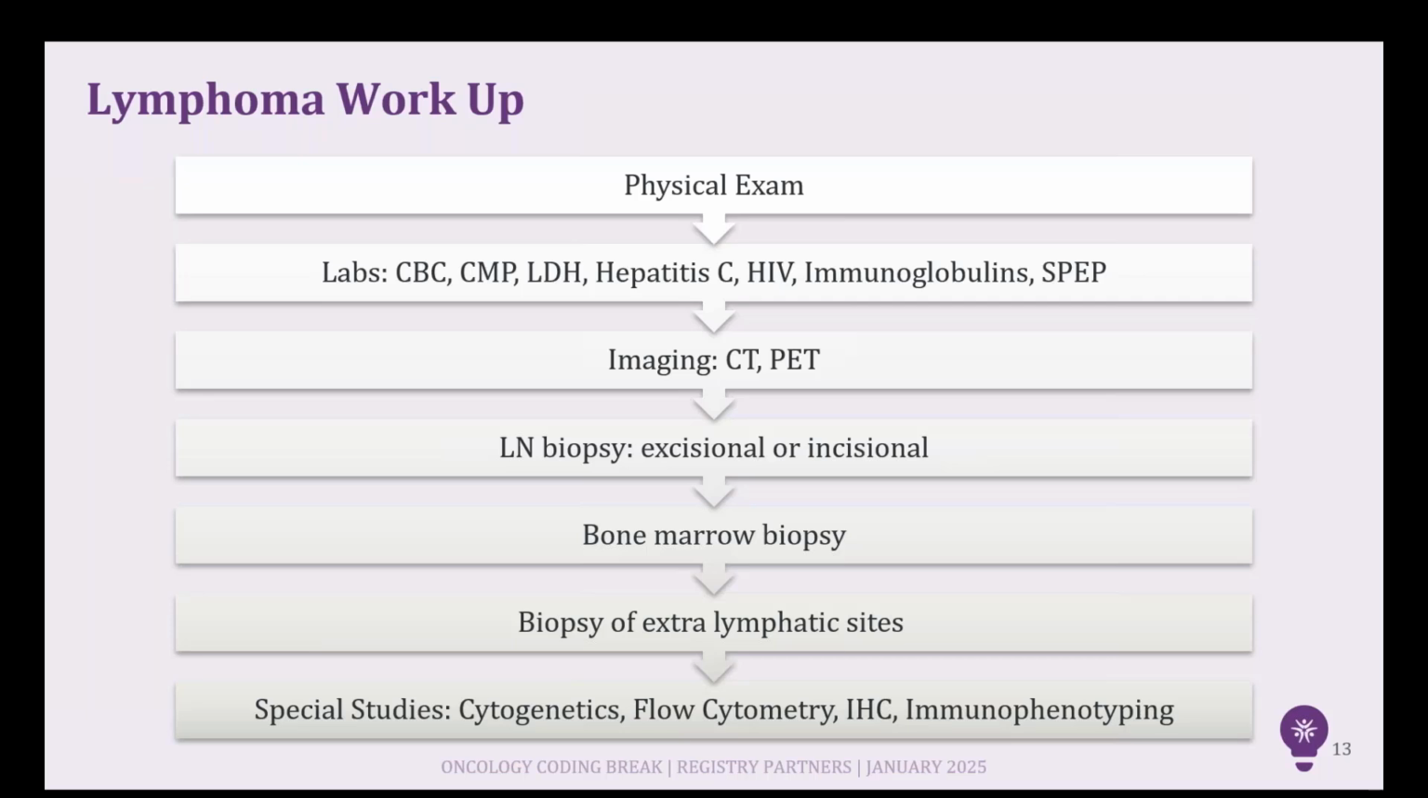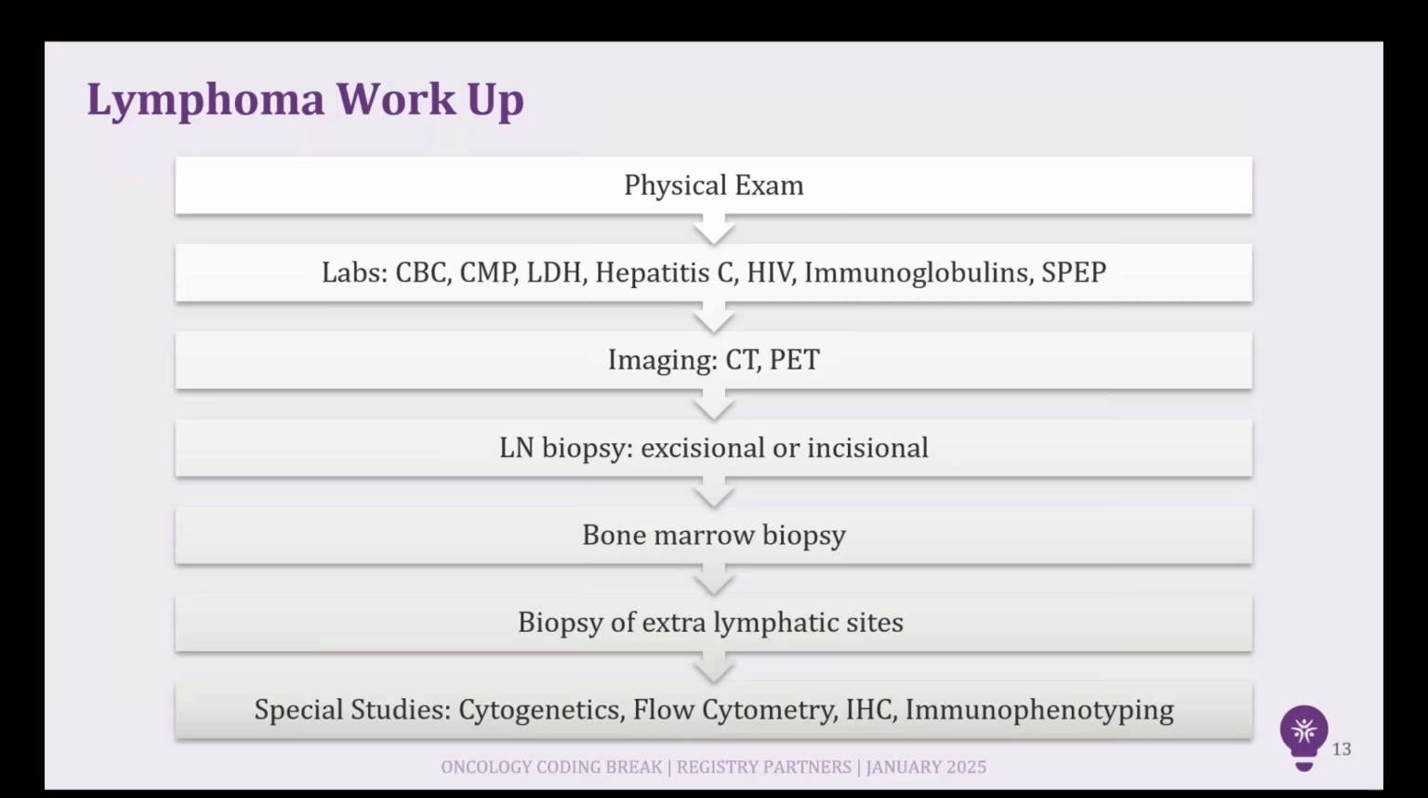Imaging is also going to be obtained because they're looking for enlarged lymph nodes and possible organ involvement. If they do find enlarged lymph nodes, a biopsy will be performed. A bone marrow biopsy may also be done. If lymphoma is suspected outside of the lymph nodes, you may see a biopsy of the other areas, such as the liver or spleen. And then we also have some special studies that we'll talk about later to help identify the histology.